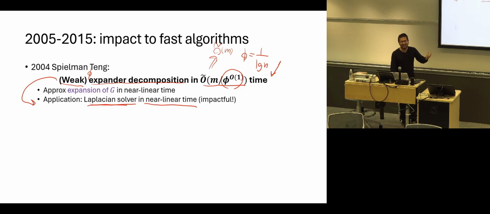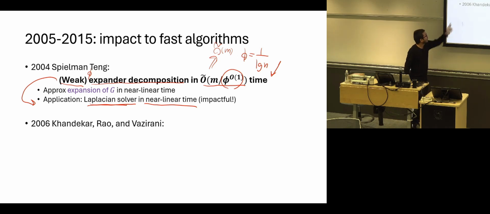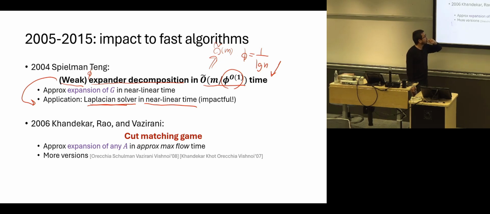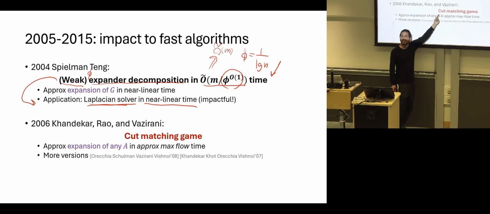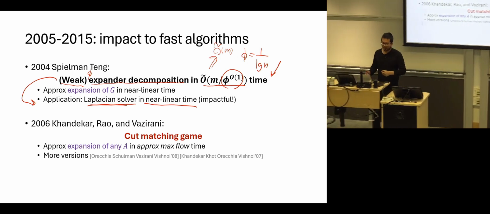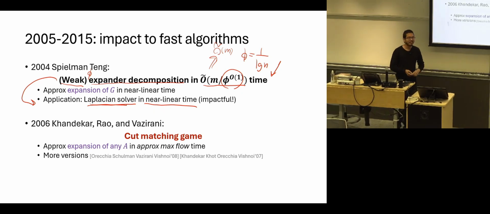But at least something about expanders is now fast. Now, in this year, Khandekar, Rao, Vazirani talk about the cut matching game. This is 20 years ago. In this paper is the version that we learned in class, the one that does random projection and finds the median.